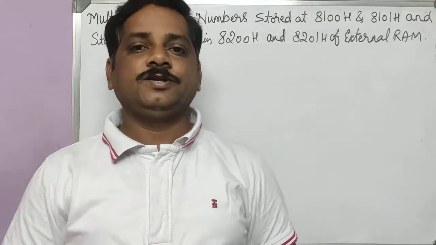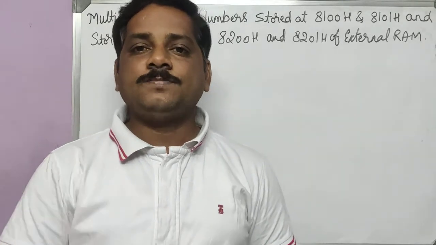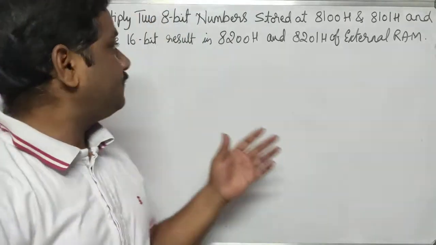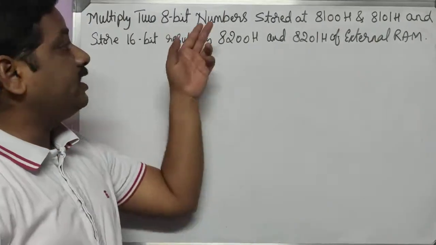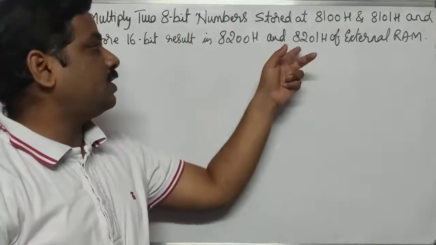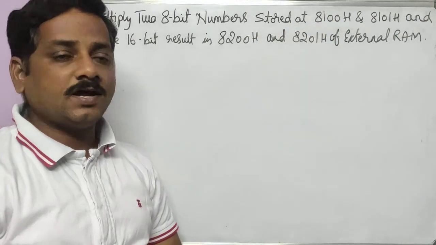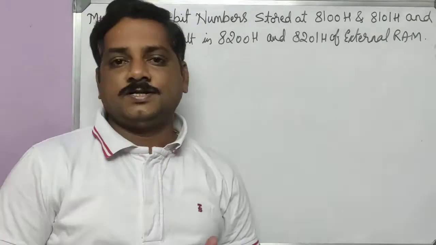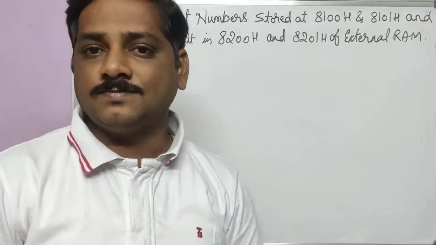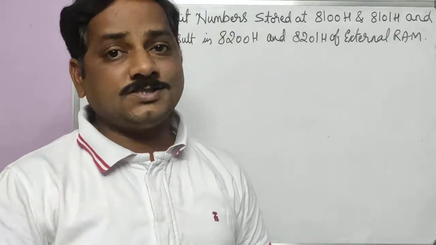Now I'm going to explain the multiplication program. So here we have a question. Write a program to multiply two 8-bit numbers which are stored at 8100H and 8101H and store the 16-bit result. Definitely when we multiply two 8-bit numbers, there is a possibility of getting a 16-bit result.